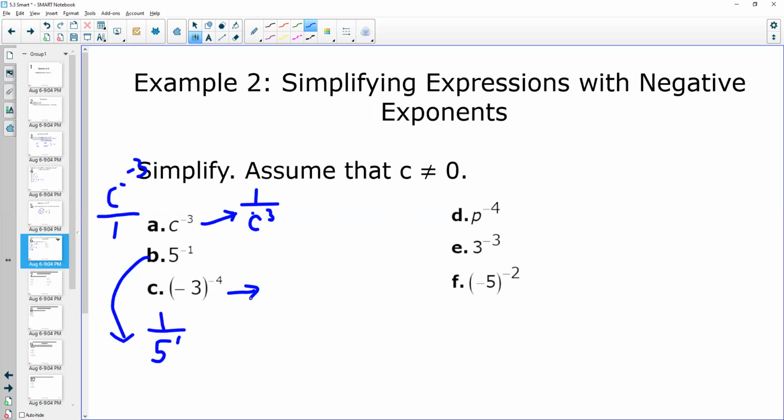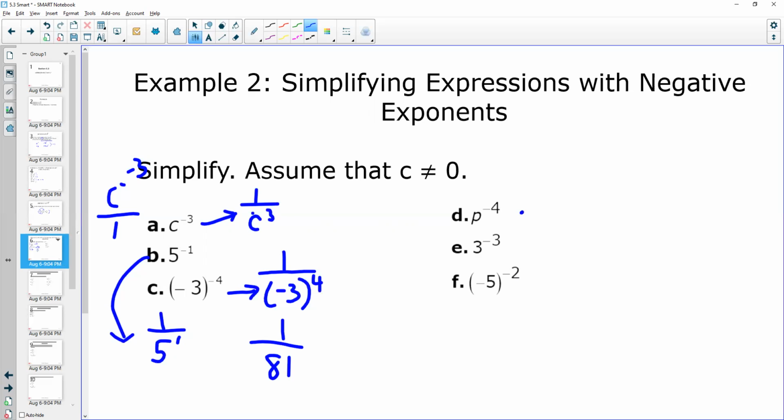Okay? Here, I'm going to flip first in negative 3 to the negative 4th. I'm going to do the flip and then I'll apply the exponent. Okay, so I'm going to have 1 over negative 3. The flip used the negative, so it's gone. And then 1 over negative 3 to the 4th. Well, what is negative 3 to the 4th? Let's just make sure it is 81. Negative 3 to the 4th power is 81.